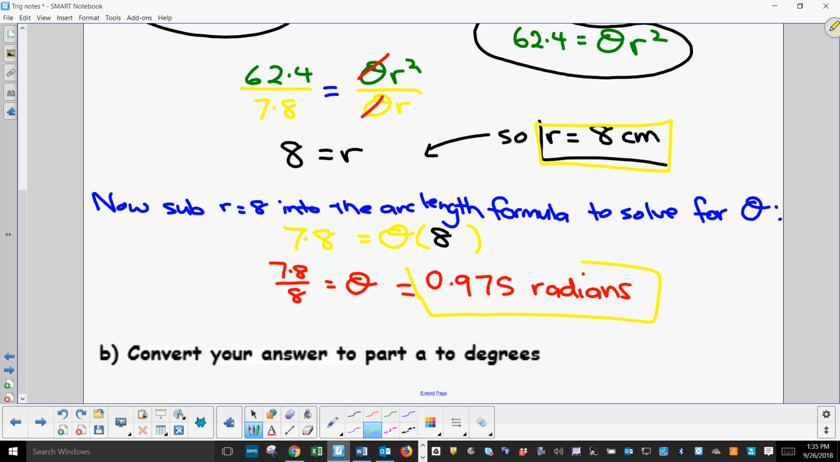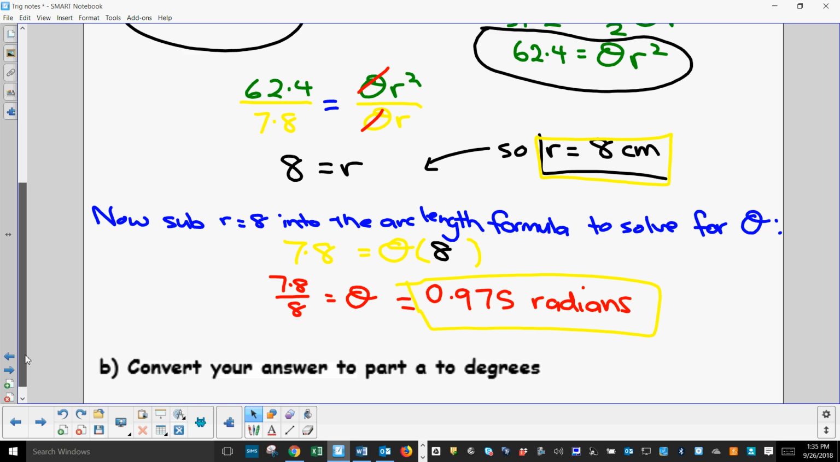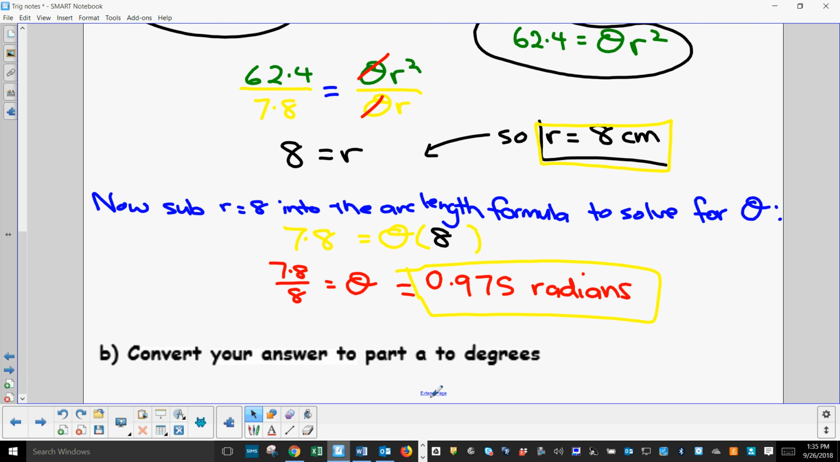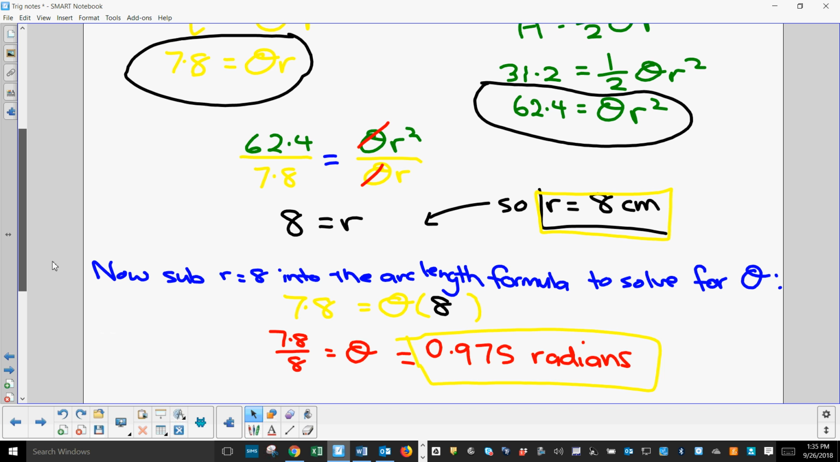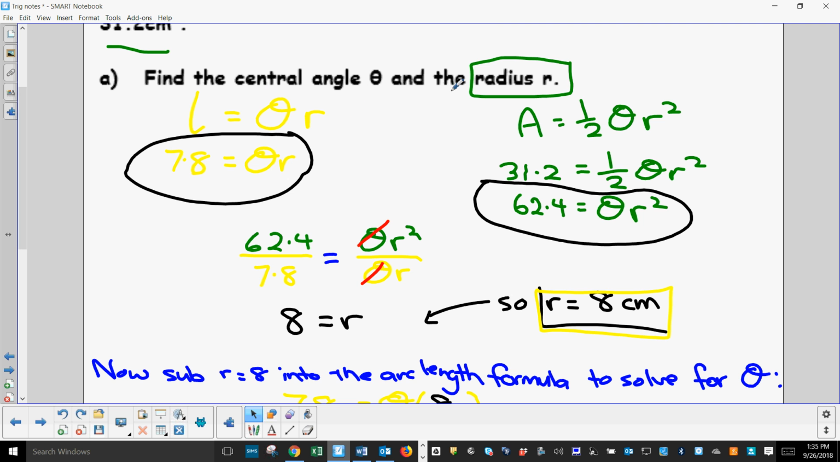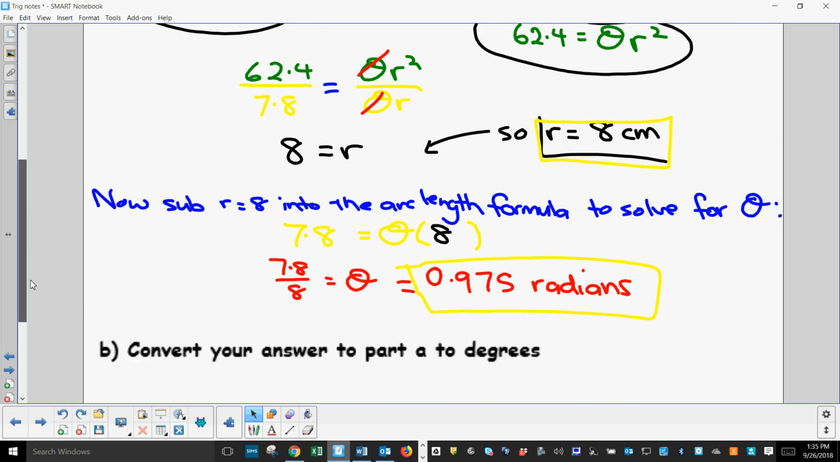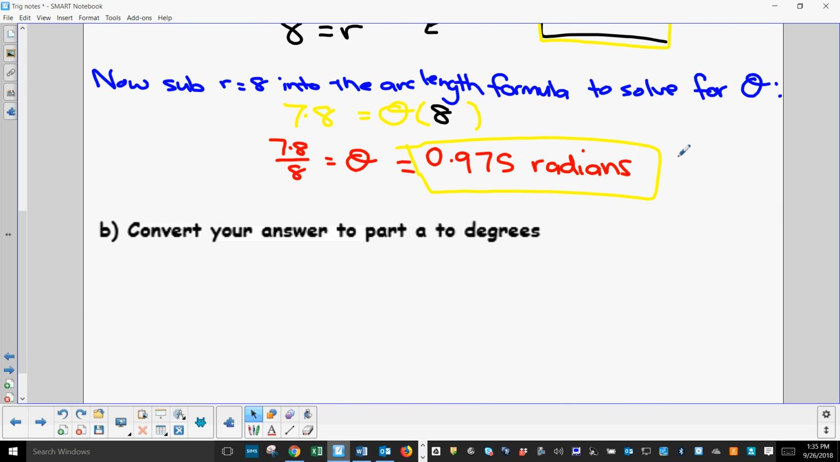How did you know that the answer was in radians and not degrees? Yeah, it kind of gives it away a bit, doesn't it? But in particular, it's because we use the arc length and area formula for radians. So that's why our answer's in radians. If you want to make a note of that, feel free to say it's in radians because we use the arc length and area formula for radians.